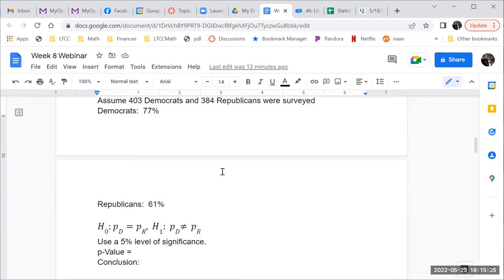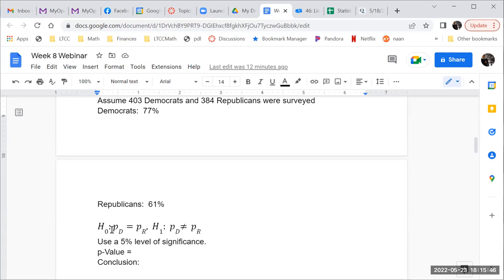So last week, if you remember, we would have like P equals 0.3. But now we have Democrats and we have Republicans, and each of them have a proportion. Does that make sense? There isn't some number we're comparing it to. We're comparing each other.